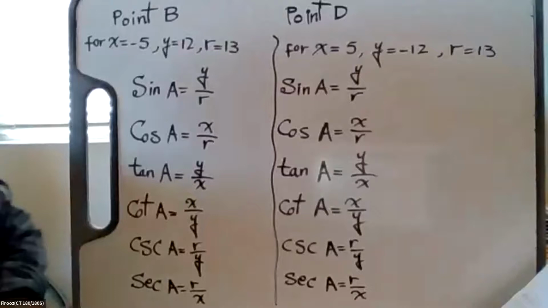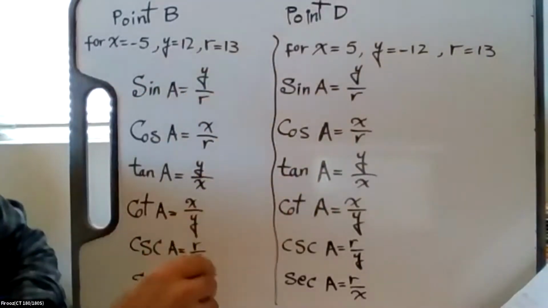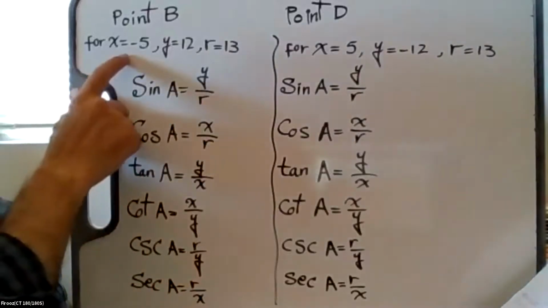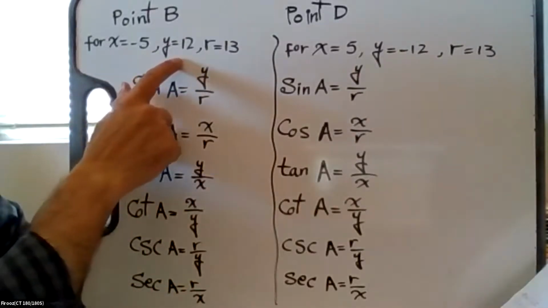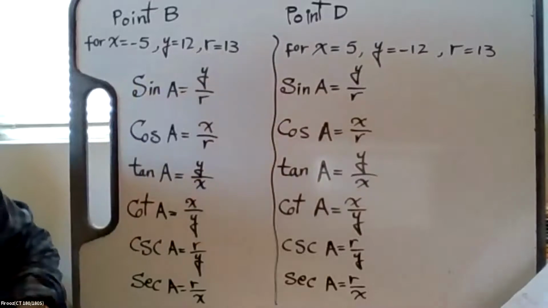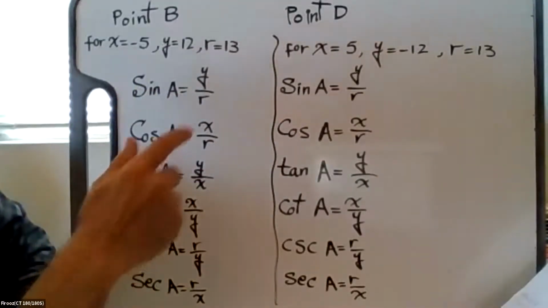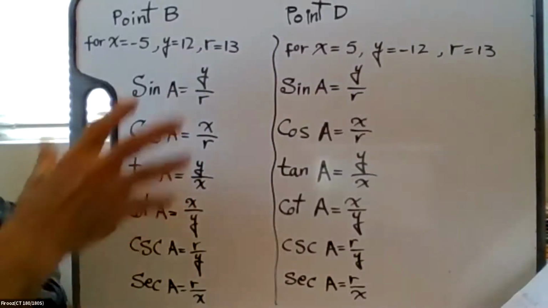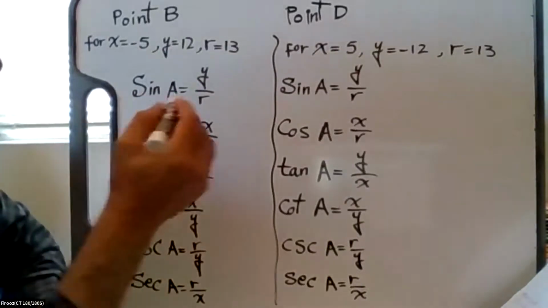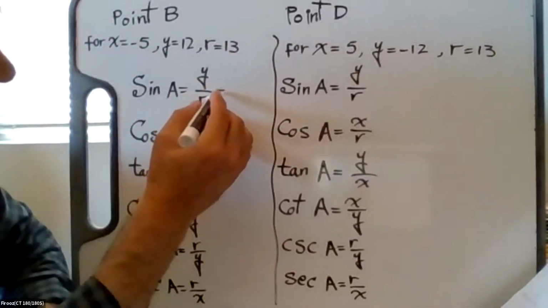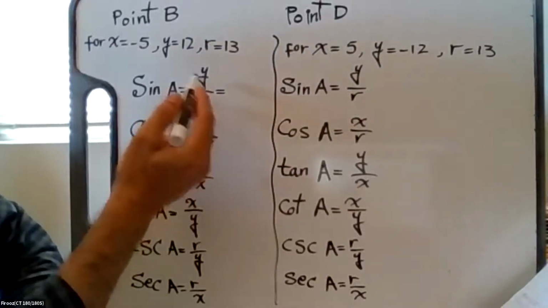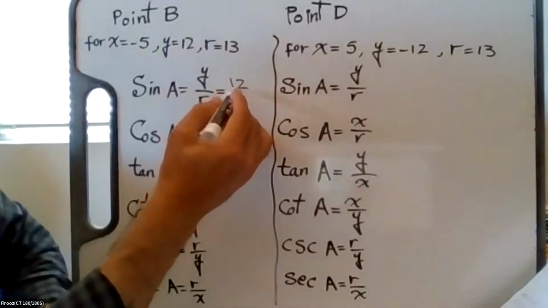Yes. Okay. So a couple of these points. Point B, the column for point B is here. X is -5, Y is 12, and R, based on the formula, r equals the square root of x squared plus y squared, comes up r equals 13. So we did all those. Basically, we plug in these values. So sine A is y, 12 over -5.